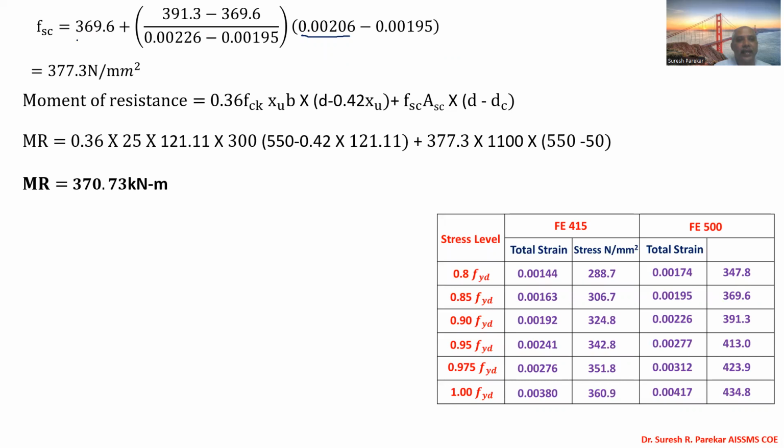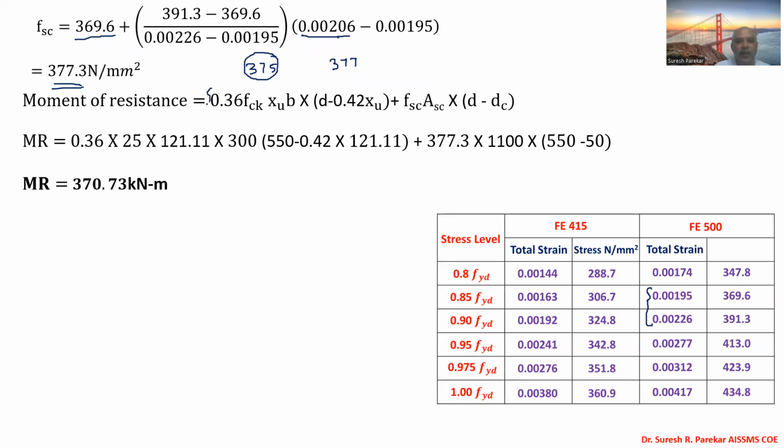Now we have to consider this FSC because we have this epsilon SC as 0.00206. So we again have to use these two values, and by using this we get 377.3. We had assumed 375. So it is close, and we need not go for a third trial. Otherwise, you can consider the value as 377 and go to the third trial. That will be very close.